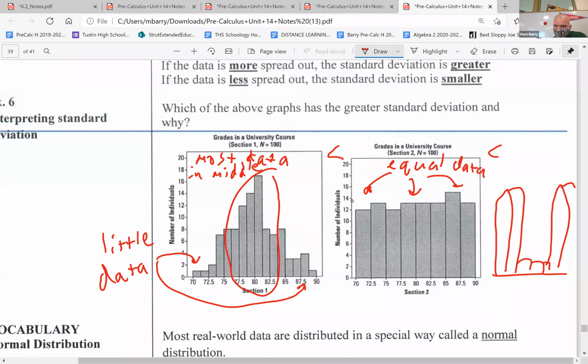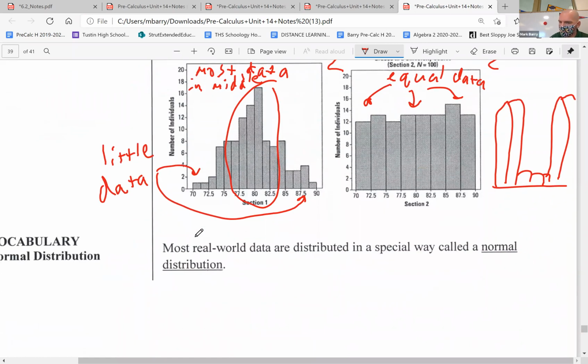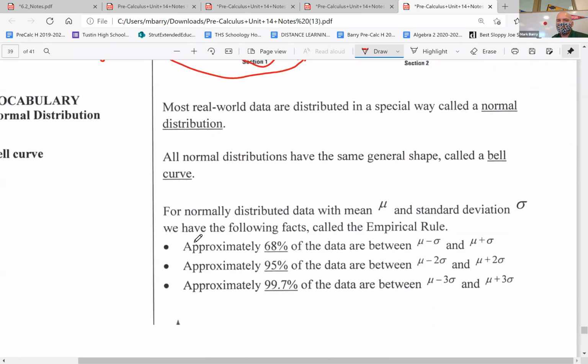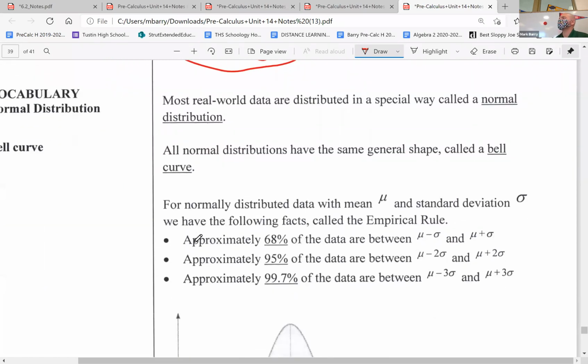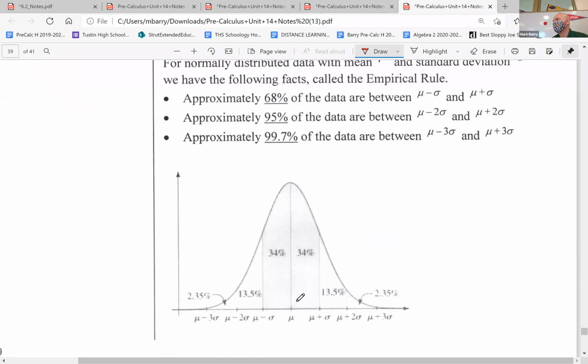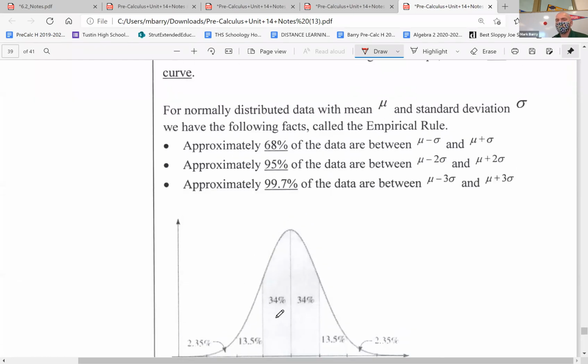Great. All right, next up. Normal distribution. This is really important and people talk about this a lot in real life, IRL as they say. Most real world data are distributed in a special way called the normal distribution. It's also called a bell-shaped curve. So you might have heard that term. They say that looks like a bell. I don't really see it, but okay. I guess I can kind of see it.